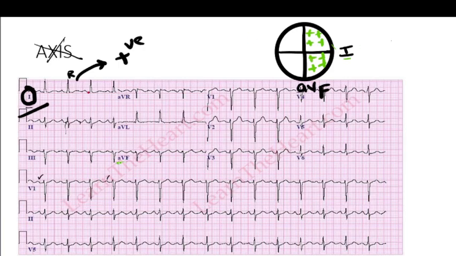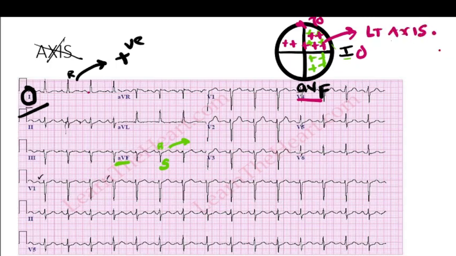Now let's look at AVF. In AVF, it's clear for you that this is S. R minus S in this, from this figure, is negative. So negative means half the circle opposite, away from the AVF, so this part. So this is again which axis? 0 to 270 degree. This is left axis deviation.